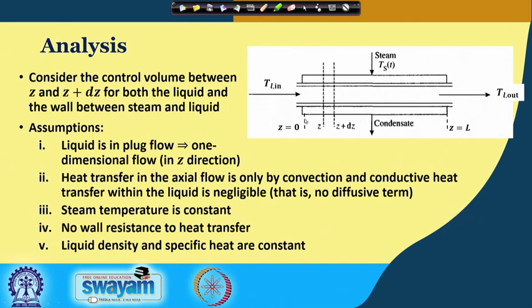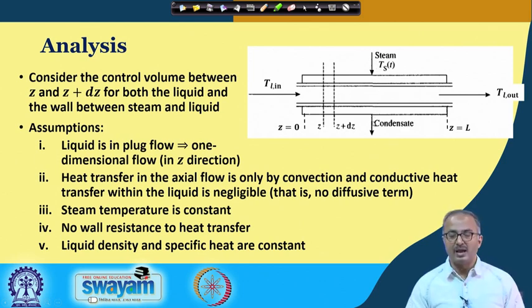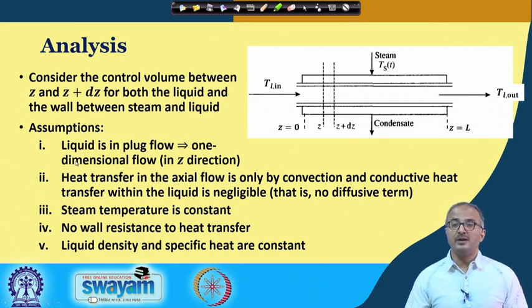Now we are demarcating the two ends of the tube, Z equal to 0 and Z equal to L, and you can see the steam is condensing and we are getting the condensate over here. We are assuming it to be saturated liquid. Now we are assuming some things.